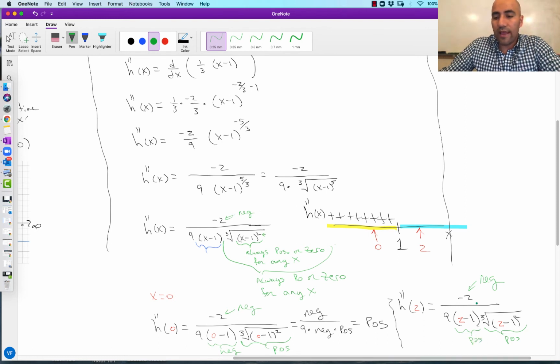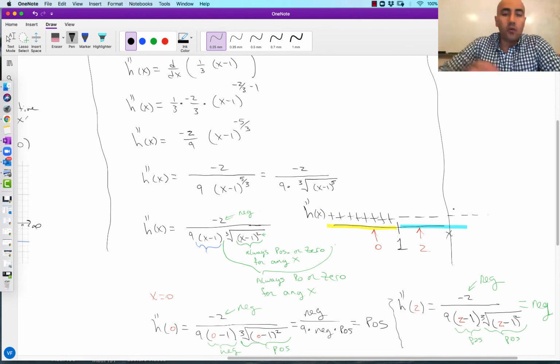So I'll end up with a fraction where the numerator is negative and the denominator is a multiplication of all positives. 9 times a positive times another positive. Everything is positive in the denominator. So the whole thing will be a negative divided by a positive. The whole thing will be equal to some negative, right? Again, I don't really care what the number is. I just want to see the sign. So we've established that that second derivative is going to be negative on this interval.